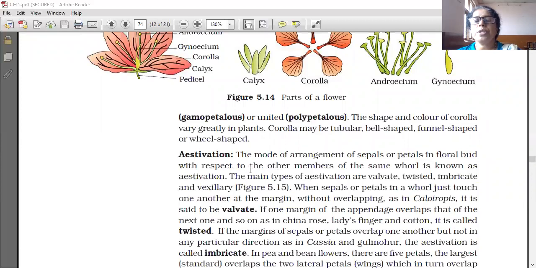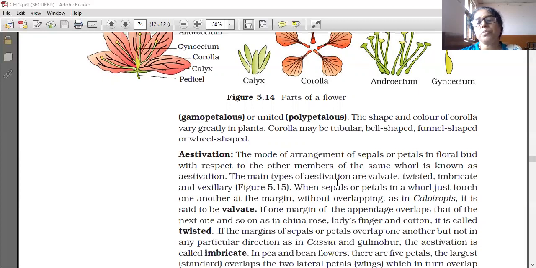Now we are going to the next topic, that is estivation. The mode of arrangement of sepals or petals in floral bud with respect to the other members of the same whorl. Same whorl only, not all the four whorls. This is known as estivation.